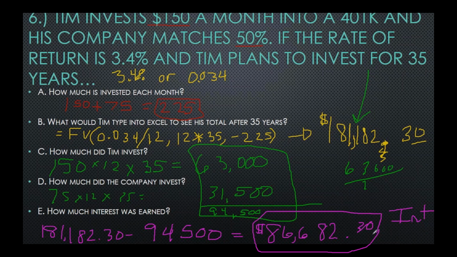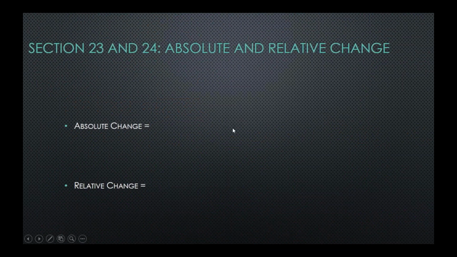Okay, questions about 401ks, future values? You can get more examples in the packet and by watching the videos that go with that. But that's the gist of section 22. If there are no questions, we will move on to sections 23 and 24, absolute and relative change. These two sections go together very easily, so I talk about them together. Okay, so absolute change. When we talk about absolute change, we're talking about a number.